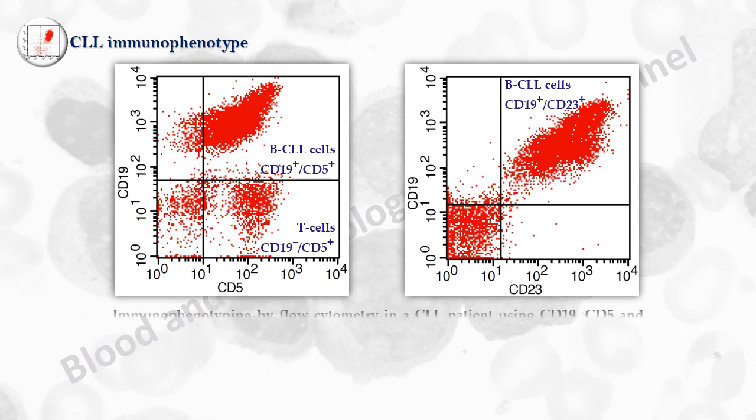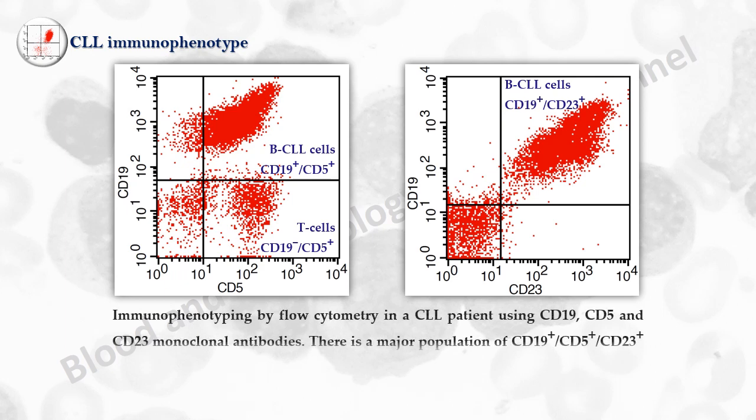Immunophenotyping by flow cytometry in a CLL patient using CD19, CD5 and CD23 monoclonal antibodies. There is a major population of CD19, CD5, CD23 positive CLL cells and a minor population of CD19 negative, CD5 positive normal T cells.